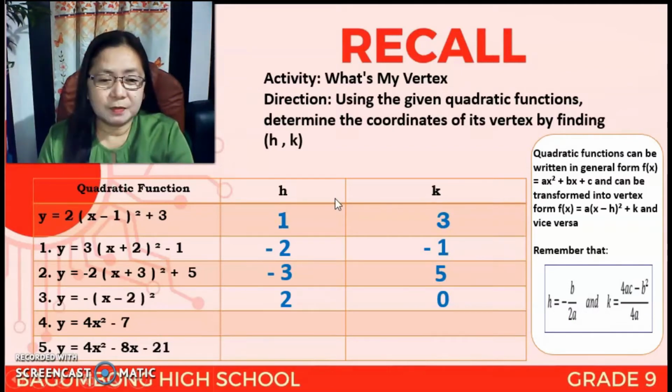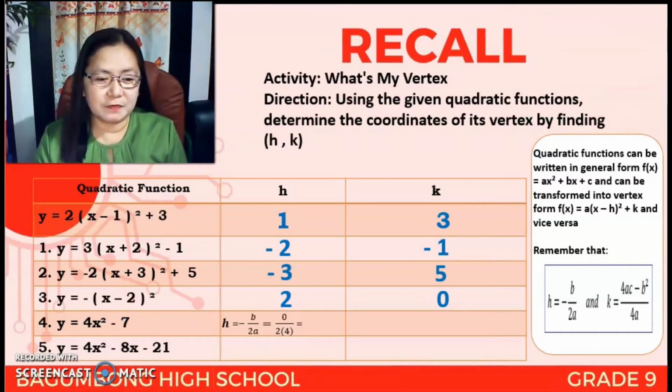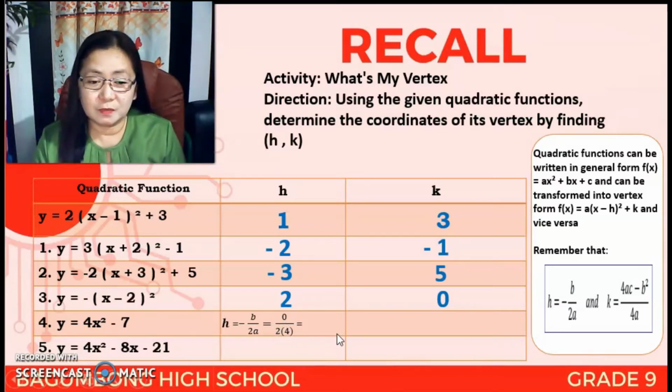The quadratic function is written in general form. So you can identify the value of A, which is 4. The value of B is 0 since there is no linear term. And the value of C is the constant term, which is negative 7. Using the formula for H, we have negative B over 2A. Substitute the value of B, which is 0, and 2 times A is 8. So 0 divided by the product of 2 and 4 is equal to 0.